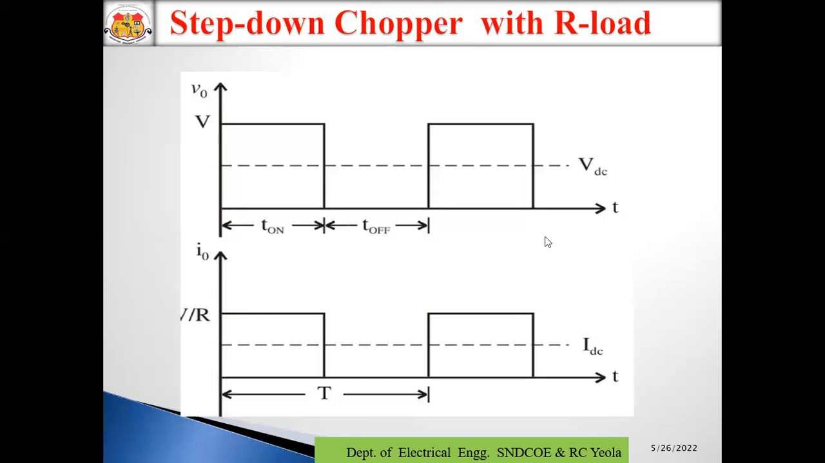In this graph, at the time of T on, the output voltage has some magnitude. But in case of T off time, the output voltage appearing across the load is 0, as we discussed earlier. So this is the basic function or operating principle of the step-down chopper. This is the waveform for the step-down chopper with R load.